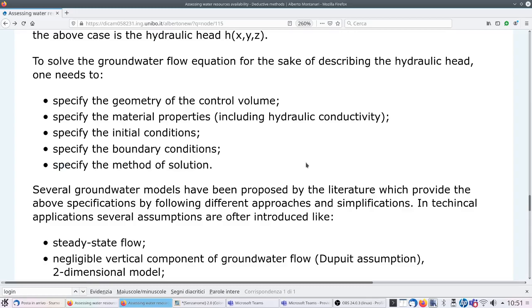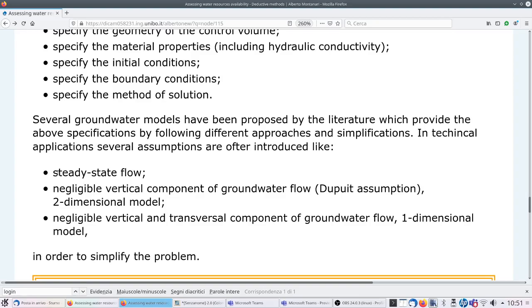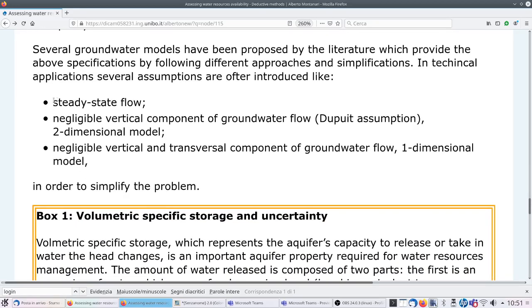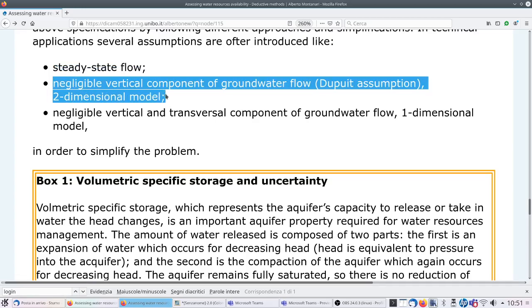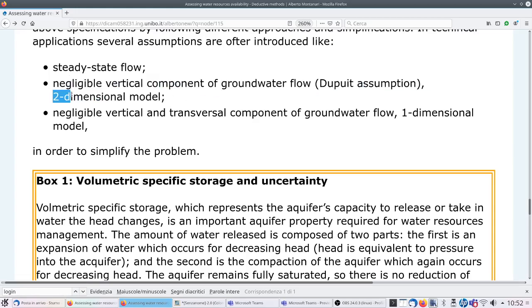But still, the problem is it's not easy, and very often in technical applications we introduce simplifications. If you look at this list of bulleted points, for instance the steady state flow is a simplification. And then we can assume that the vertical component of the flow is negligible. This is also called the Dupuit assumption or Dupuit-Forchheimer, I don't know how to pronounce it. It's very frequently mentioned as the Dupuit assumption. And this allows us to reduce to a two-dimensional problem. If we assume that we have a negligible vertical component, we reduce to 2D.